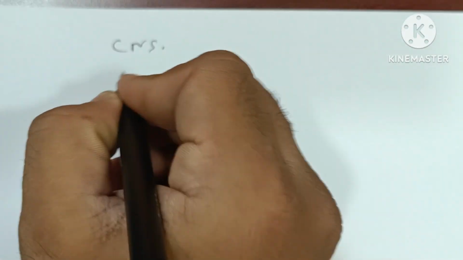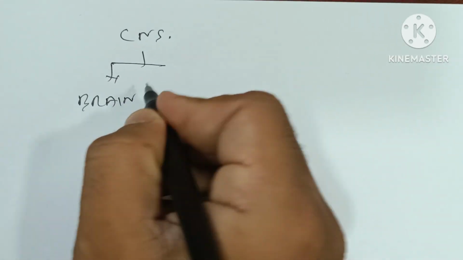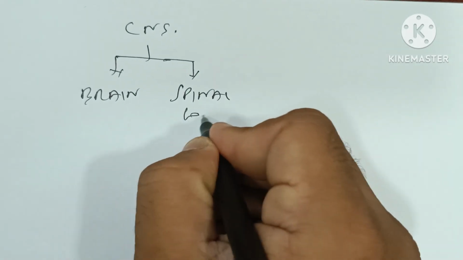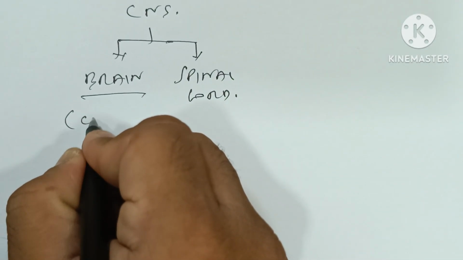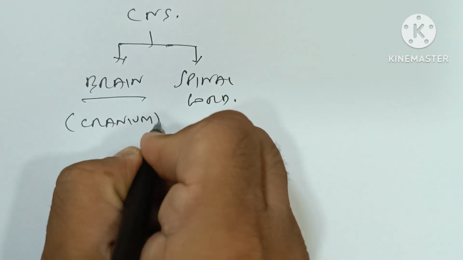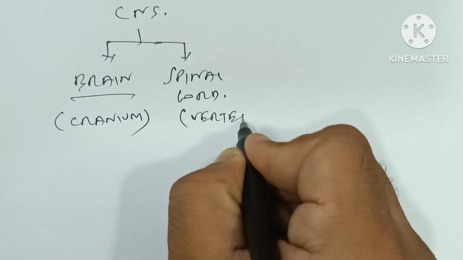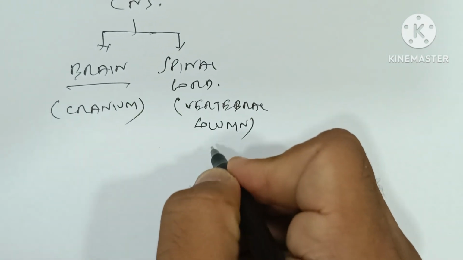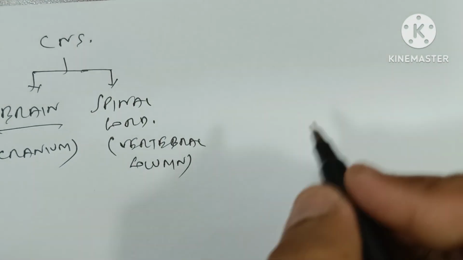We know that the central nervous system comprises both the brain and spinal cord. The brain is protected within the cranium, and the spinal cord is protected within the vertebral column. In the lower classes, we have learned the different parts of the brain.